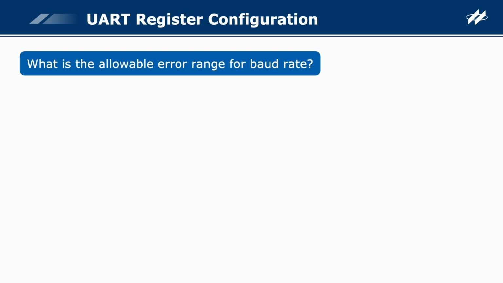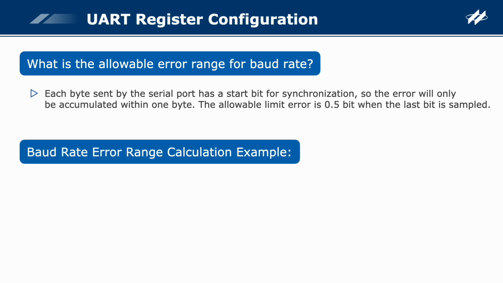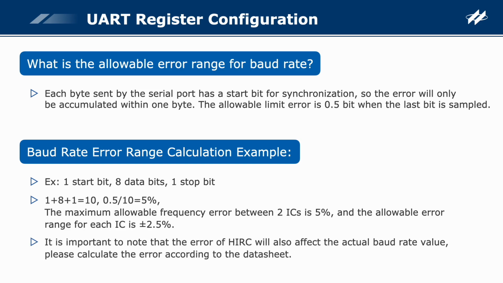Let's take a look at what is the allowable error range for the baud rate. Each byte sent by the serial port has a start bit for synchronization, so the error will only be accumulated in one byte, and the allowable limit error is 0.5 bits when the last bit is sampled. Look at the calculation example, which is based on one start bit, 8 data bits and one stop bit. The maximum allowable frequency error between two ICs is 5%, and the allowable error range for each IC is plus or minus 2.5%. It is important to note that the HIRC error will also affect the actual baud rate value. Please calculate the error according to the datasheet.